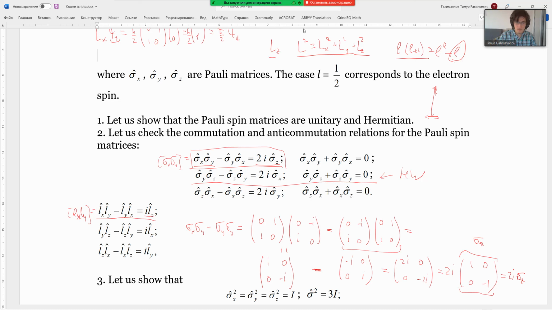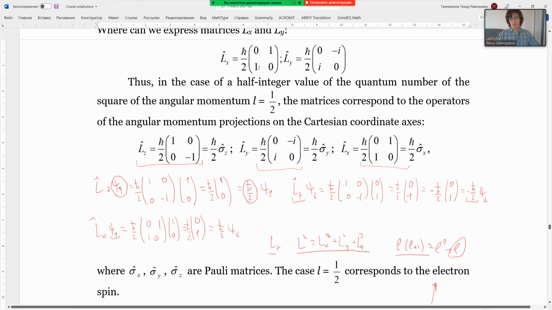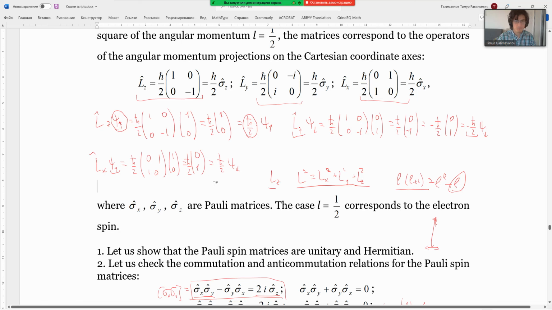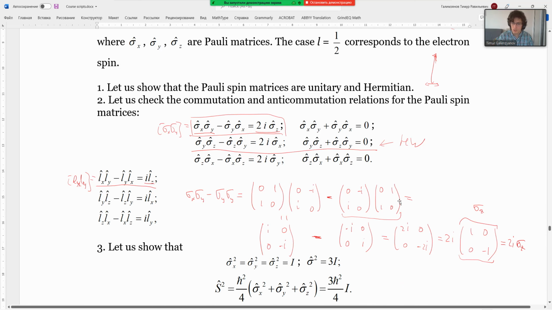And we showed that for spin 1/2 we represent our wave function as a two-component vector, and the operators are matrices, given by the Pauli matrices, which are written down, and they satisfy the same relationships as the angular momentum, and we have proven one of them.